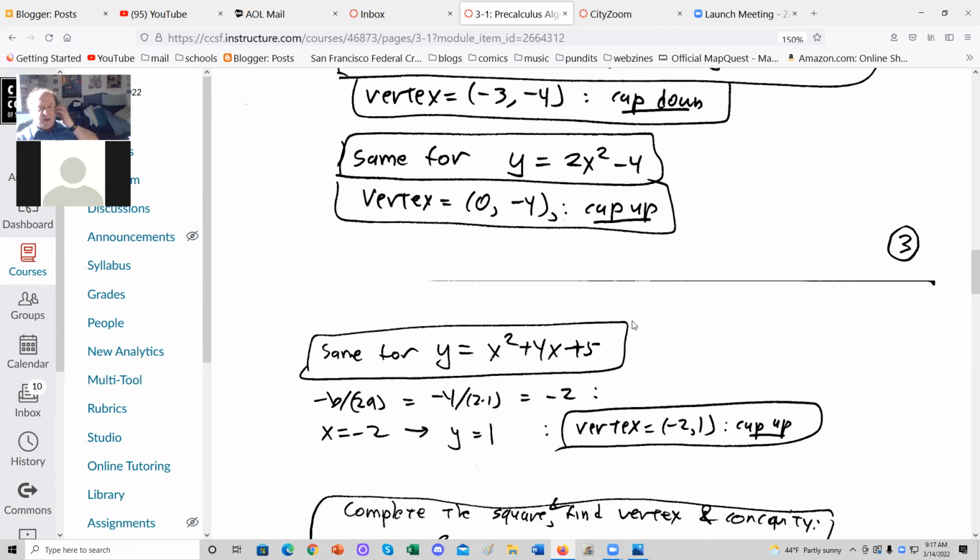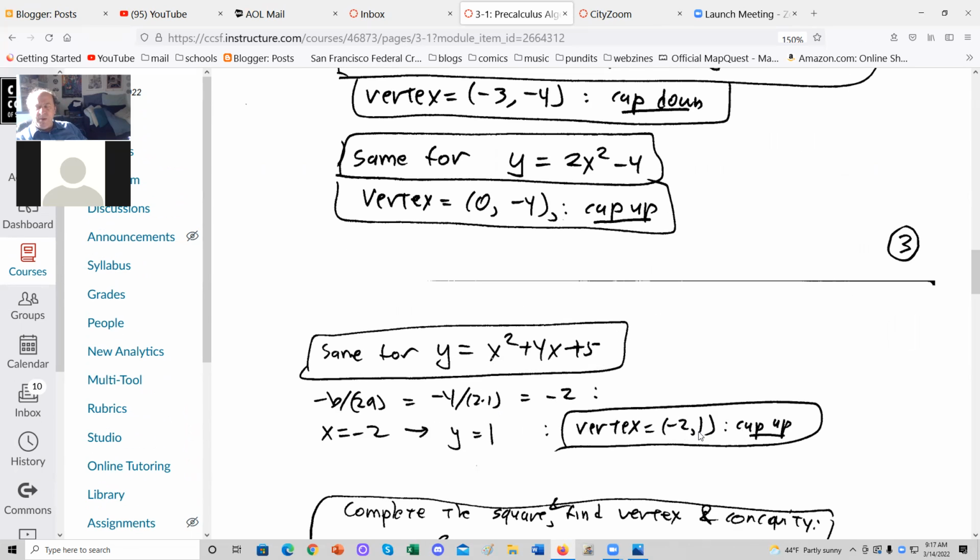Here we have y equals x squared plus 4x minus 5. All right, so negative b over 2a is -4 over 2 times 1, which is -2. And if you set x equal to -2 and plug in and calculate, you get y equals -9. So the vertex is at -2 by -9, and because there is a +1 in front of the x squared, it's cup up.